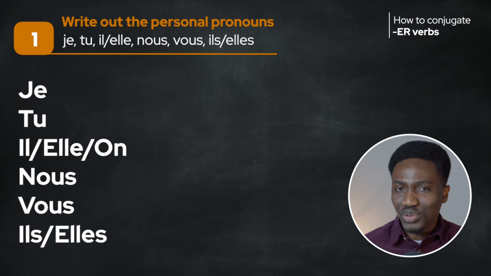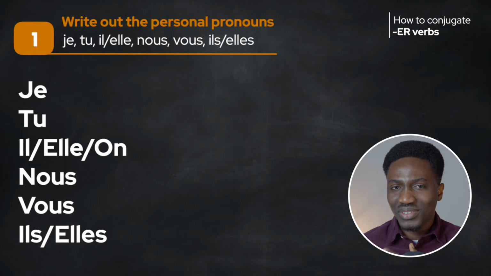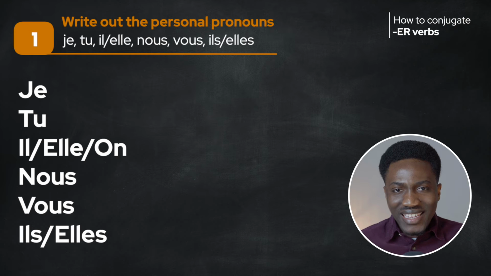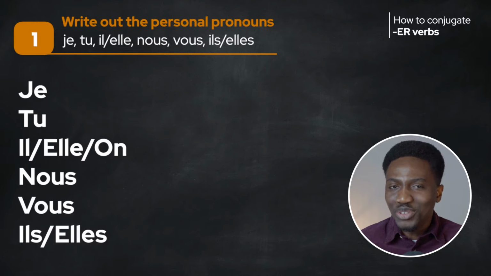And in French, we have je, I, tu, that's you, il, that's he, elle, that's she, on. I'm going to explain this much later. Nous. Okay, nous means we. Vous. Vous means you. Now, I'm sure you want to know what's the difference between tu and vous. I'm going to explain this later. Okay. Ils, elles.